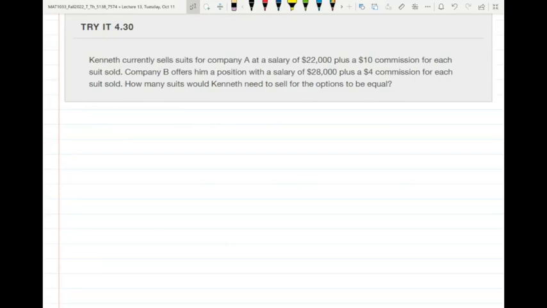Do you agree that this is essentially the same problem than the one that we just did? Yeah. Same situation, just different numbers.